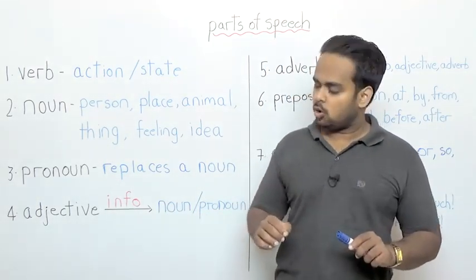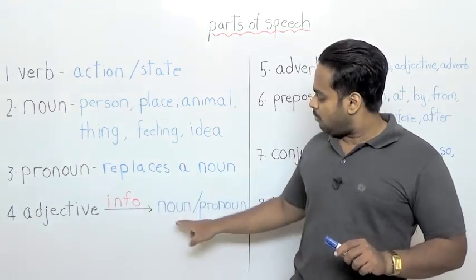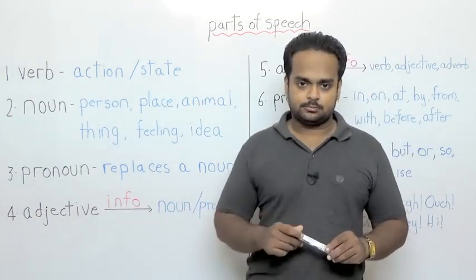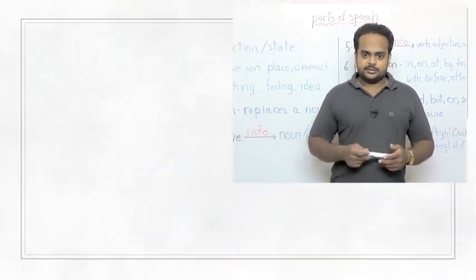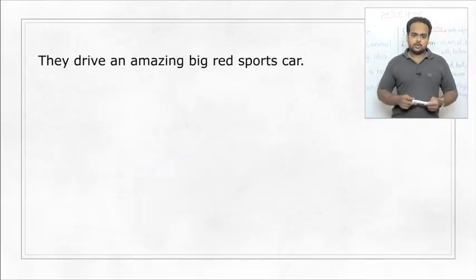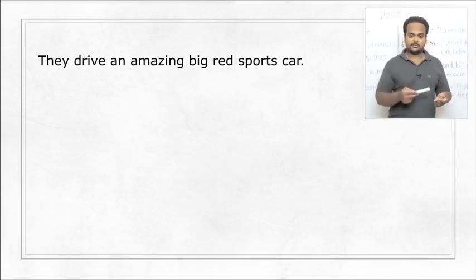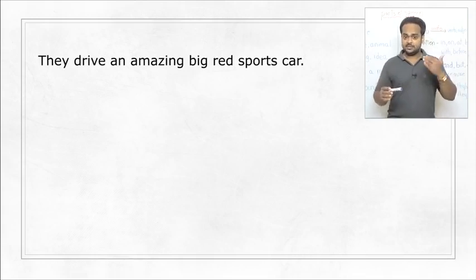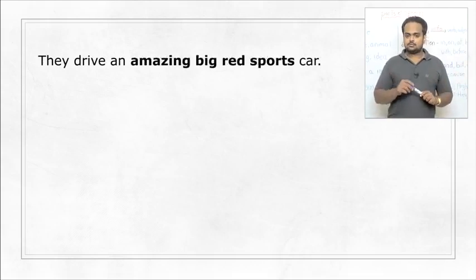Okay, the next part of speech is the adjective. An adjective is a word that gives us information about a noun or a pronoun. Have a look at this sentence. They drive an amazing big red sports car. Here, the noun that we are interested in is car. So can you identify all the adjectives that give information about car? Well, if you said amazing, big, red, and sports, you are correct, because all of those are adjectives.